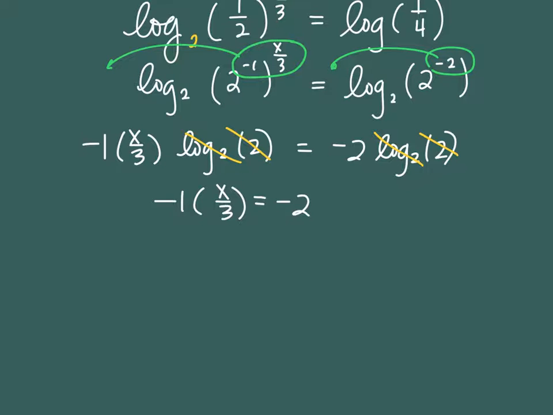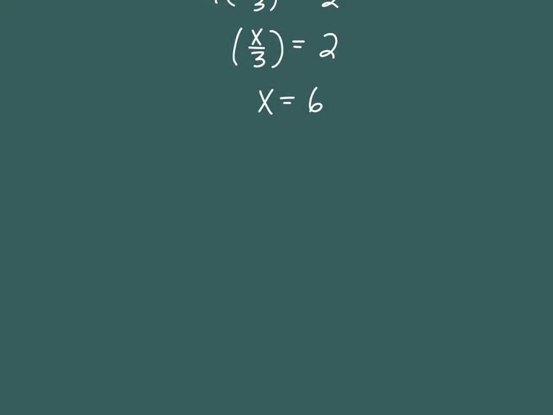Divide by -1. That will just give me x over 3 equals +2. And then what will I do to both sides next? Yeah, I can cross multiply and multiply by 3. That's going to give me x equals 6. Okay. We have a couple more to work on.